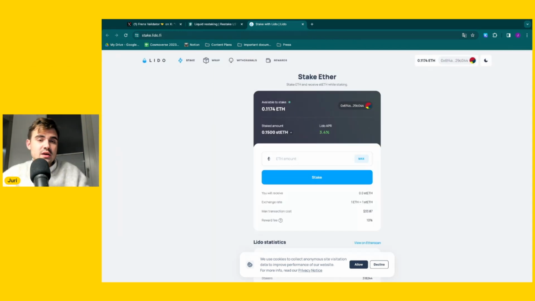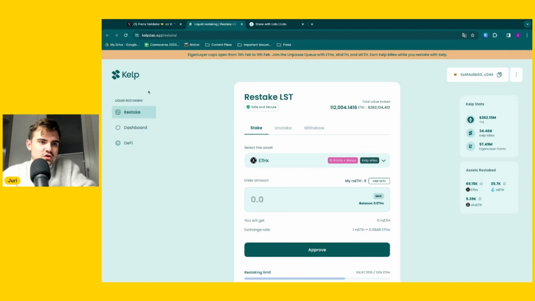Lido is the premier, and in my book, the most secure liquid staking application in all of Ethereum. And this is the reason why I decided to liquid stake my ETH with Lido. And now we can finally go to Kelp.